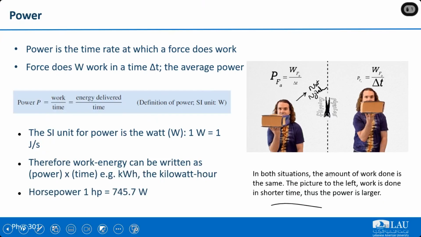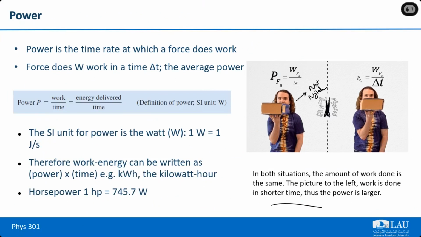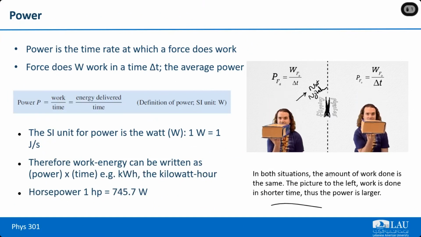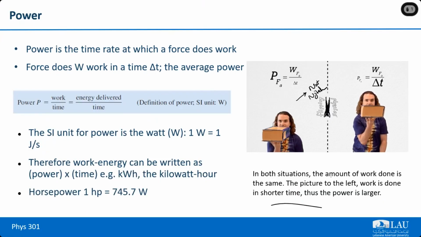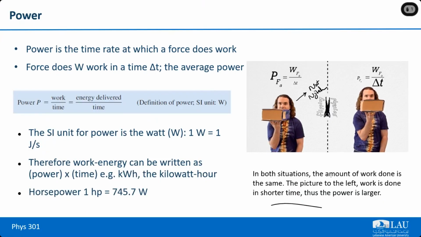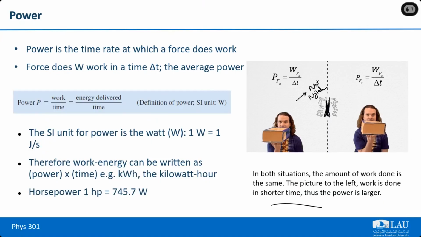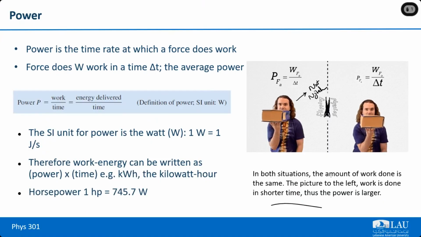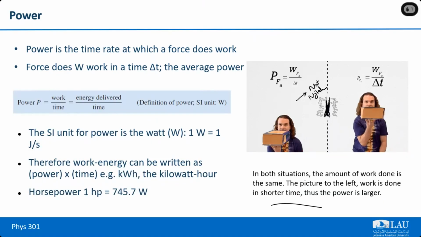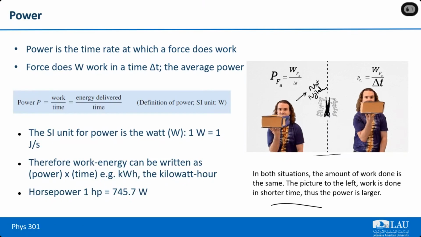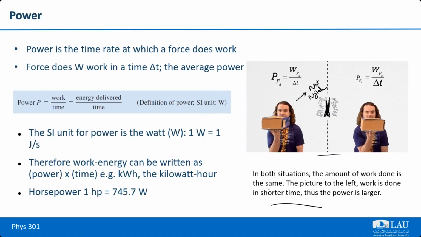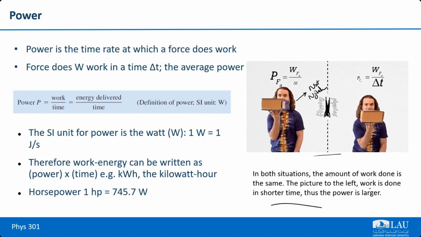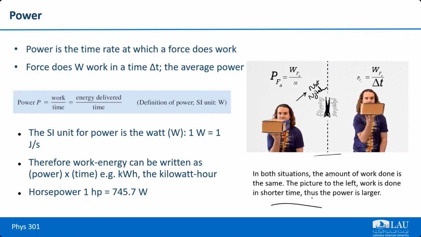One last thing that I would like to define in our study of work and energy is the rate at which we are doing work, how fast we are doing work. Sometimes a force can do this work very quickly, and sometimes it can be slow. You can see an example demonstration here. In both situations, the amount of work done is the same, but in the picture to the left, work is done in a shorter time.